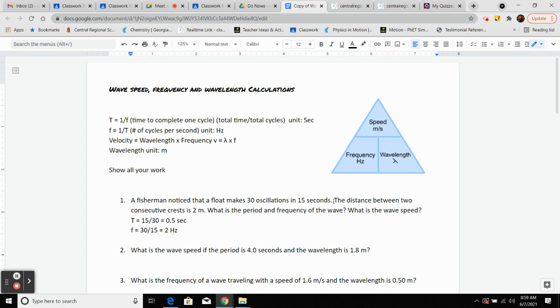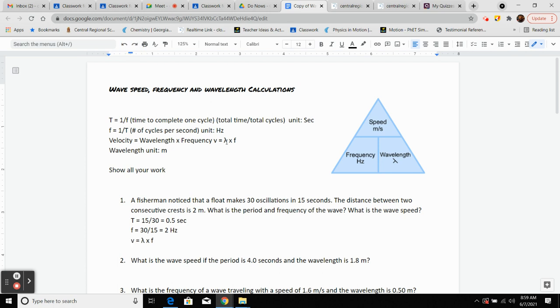Okay, now they said that the distance between 2 consecutive crests is 2 meters. That, guys, is wavelength. So wavelength can be the distance between 2 consecutive crests. So I have lambda. We just solved for frequency. Well, now we can solve for velocity.